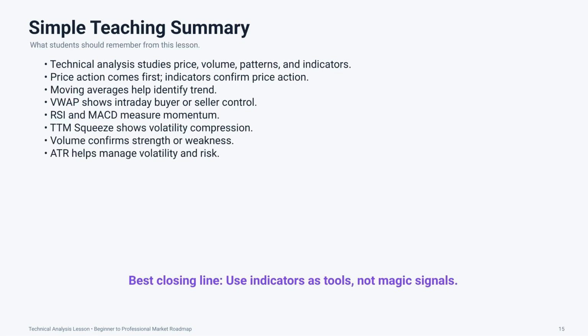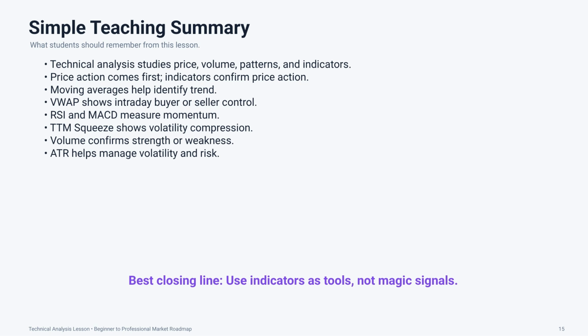Now, let's finish with a simple teaching summary. This is what I want you to remember from today's lesson. Technical analysis is the study of price, volume, patterns, and indicators. It helps us understand what is happening on the chart and make better probability-based decisions. The most important rule is price action comes first. Before we look at indicators, we must understand what price is doing. Is price trending up? Is it trending down? Is it moving sideways? Is it breaking out or reversing? Indicators should be used to confirm price action, not replace it.